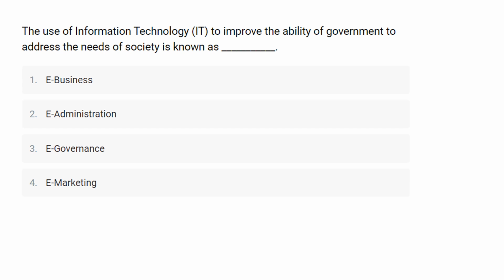The use of information technology to improve the ability of the government to address the needs of the society is known as. So here in this question they ask the use of information technology to improve the ability of the government to address the needs of a society is known as, for which the first option is e-business, second one is e-administration, third one is e-governance, and the last one is e-marketing.